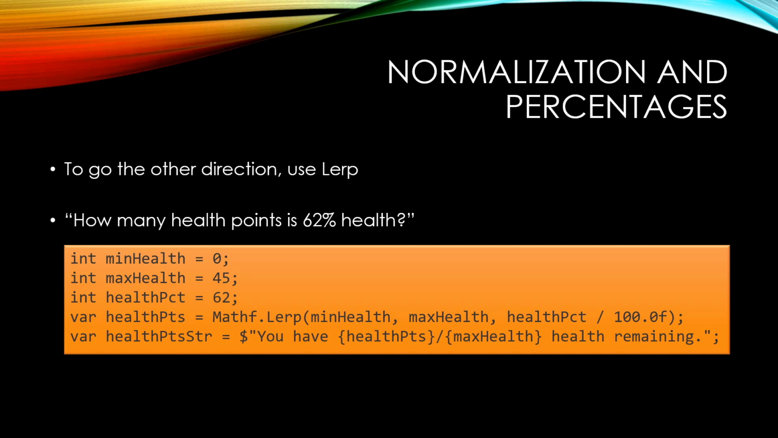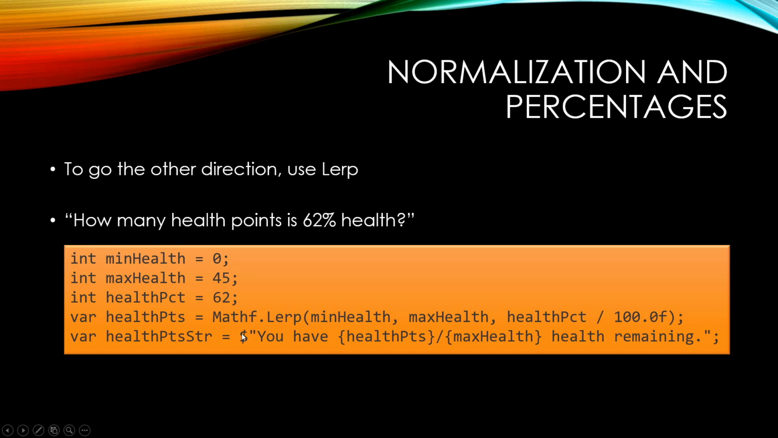If we wanted to go the other direction, we would use Lerp. So if I have a certain number of health points, and for whatever reason I want to express that in terms of percentages, if you step on this item, you will lose 62%. Your health will go down to 62% of its normal value, for example. And so in order to do that, we have a minimum health of 0, a maximum health of 45, just like before. And the percentage of health that we're looking to find out what the value between 0 and 45, that's 62% of the way there, we're using Lerp.